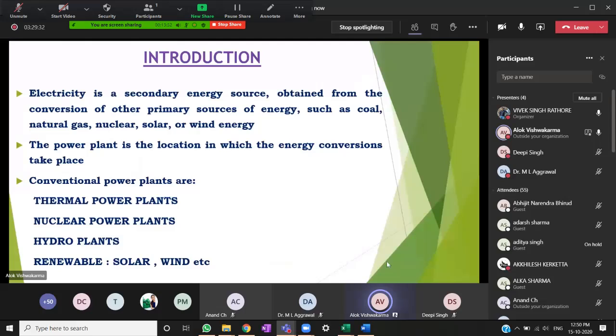Any power plant is basically a location. If it is a thermal power plant, then coal energy is converted and finally electricity is produced. Then it may be a nuclear plant or hydro plant. So depending upon the fuel source, different power plant categorization has been done. Conventionally, we have thermal power plants where the chemical energy of coal is taken and the final result is electricity. In nuclear power plants, nuclear energy is used. Similarly, there are hydropower plants, which are hydel plants. Renewable is solar and wind.